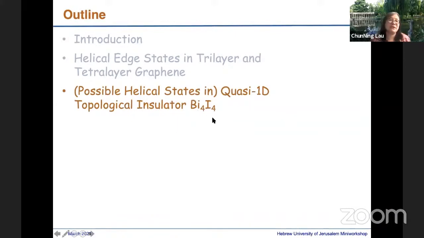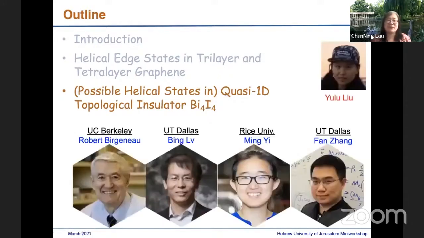which is gate-tunable transport in a quasi-1D topological insulator, where we have, I would say, evidence for helical edge states. This is a multi-institution collaboration. We're collaborating with Robert Birgeneau and Ming Yi from Berkeley and Rice University, who are doing ARPES measurements. The crystal is synthesized by Bing Lv at UT Dallas, and theoretical guidance is provided by Fan Zhang's group, also at UT Dallas. The work in my group is carried out by Yu Liu.